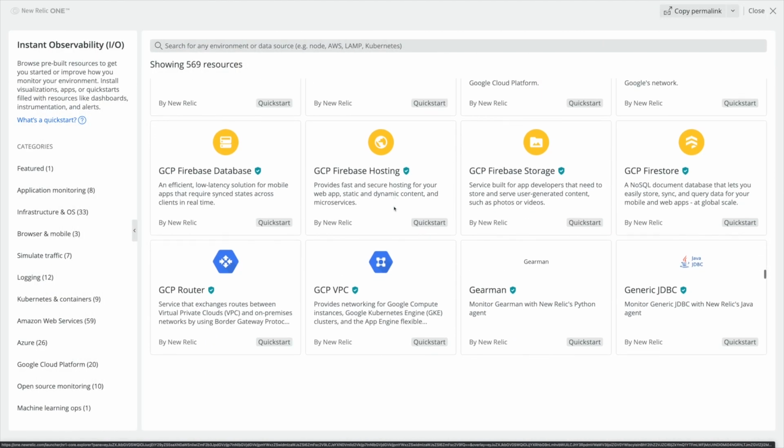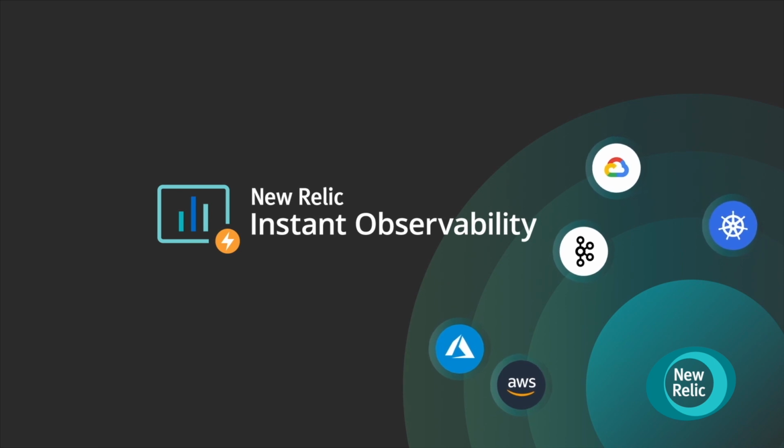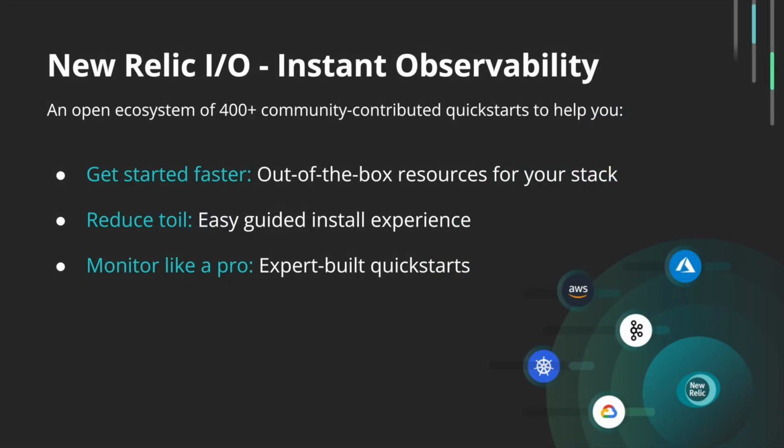Today, we'll see how easy it is to install a quick start from New Relic IO, your hub for instant observability. New Relic IO helps engineers avoid wasting time manually setting up telemetry and building dashboards from scratch. Instead, it gives them the building blocks to monitor and debug their environments faster.